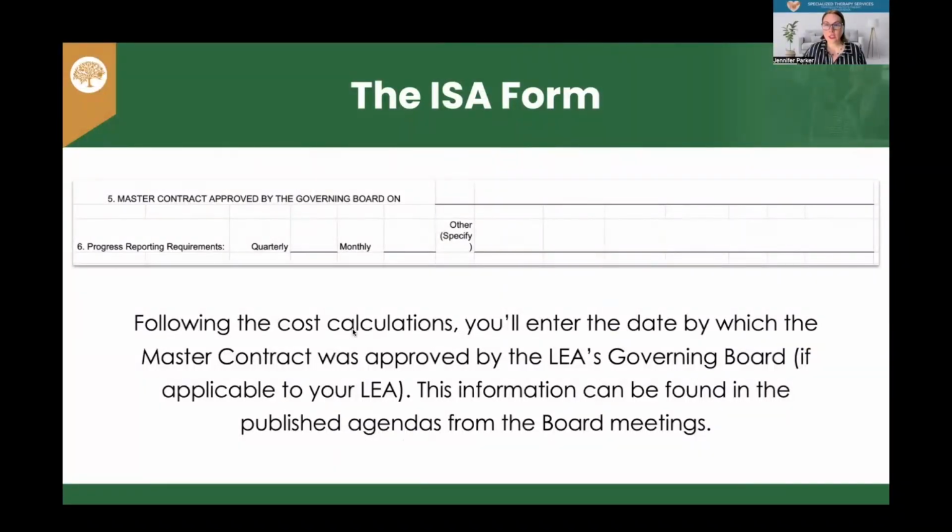Following the cost calculations, you'll enter the date by which the master contract was approved by the LEA's governing board, if that's applicable to your LEA. This information can be found in the published agendas from your board meetings.